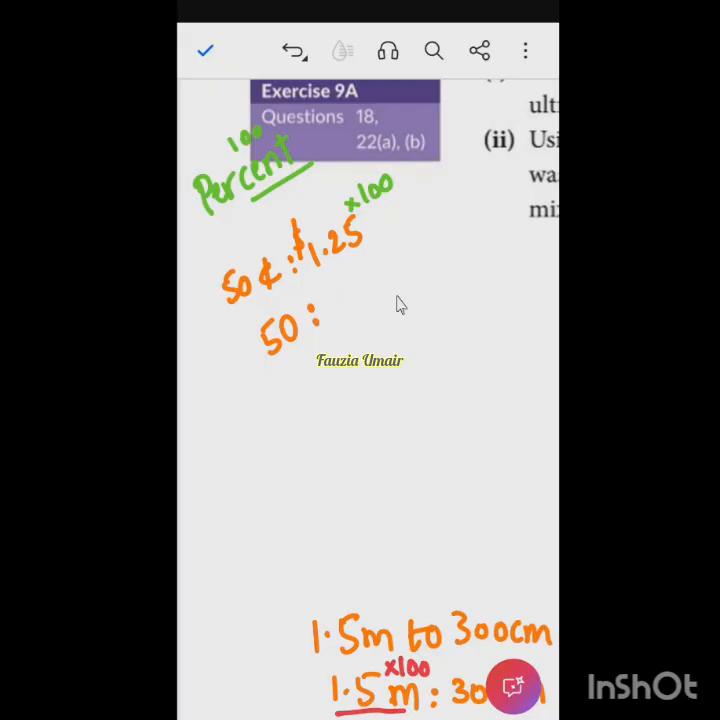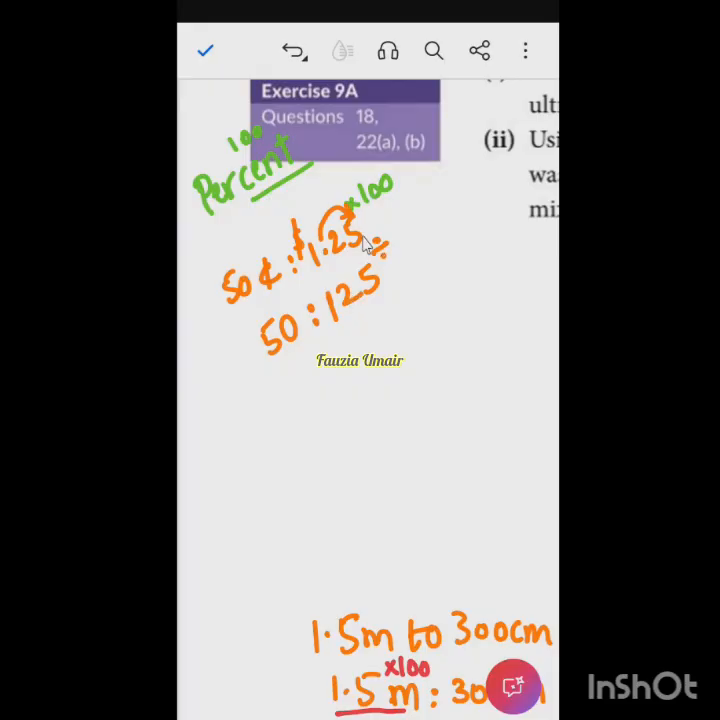Now we will move 2 points forward. Two digits आगे करना है. Two digits are already there, so we will change. What will be the answer? 125. Very good. Excellent. So now we will divide with which number?